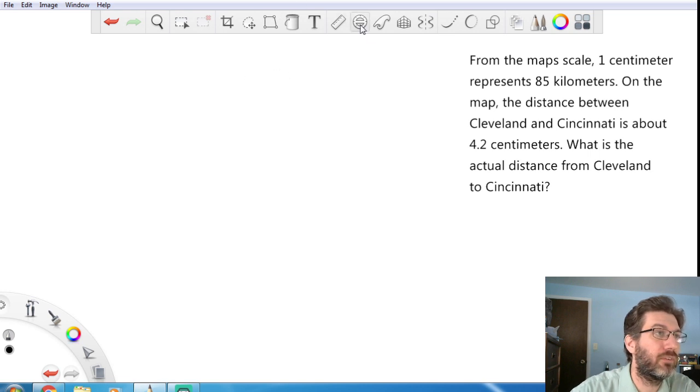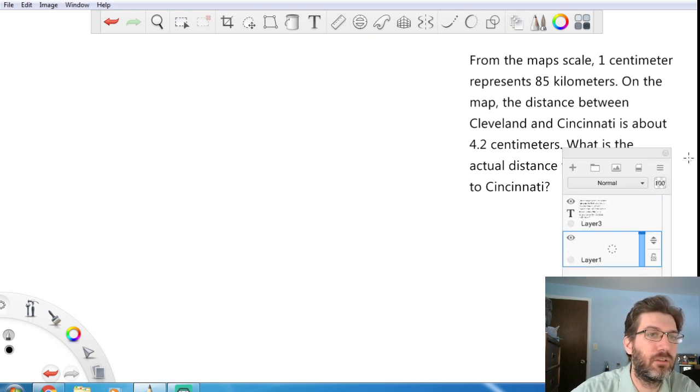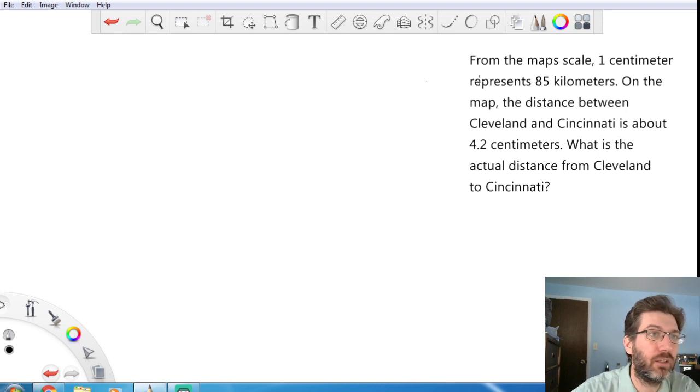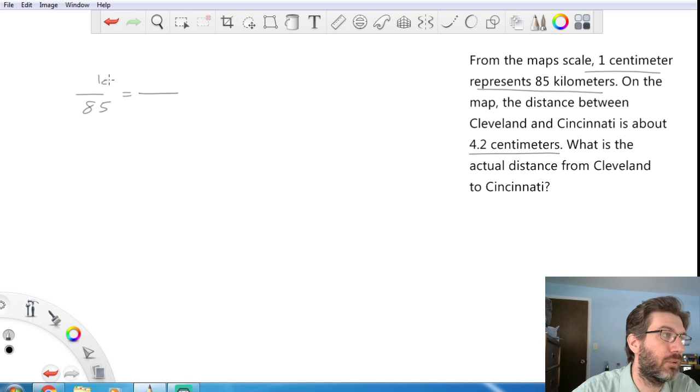If you want to set up a table for it, you can, but a lot of you probably can just sit there and pick out the ratio. So our first ratio is 1 centimeter represents 85 kilometers, so that's 1 over 85. And that's going to be equal to my next one. Just pay attention on what this is. This is centimeters, so hey, this was centimeters, and this was kilometers. This is centimeters, so it's going to go on top with kilometers, and your unknown is going to be on the bottom this time.